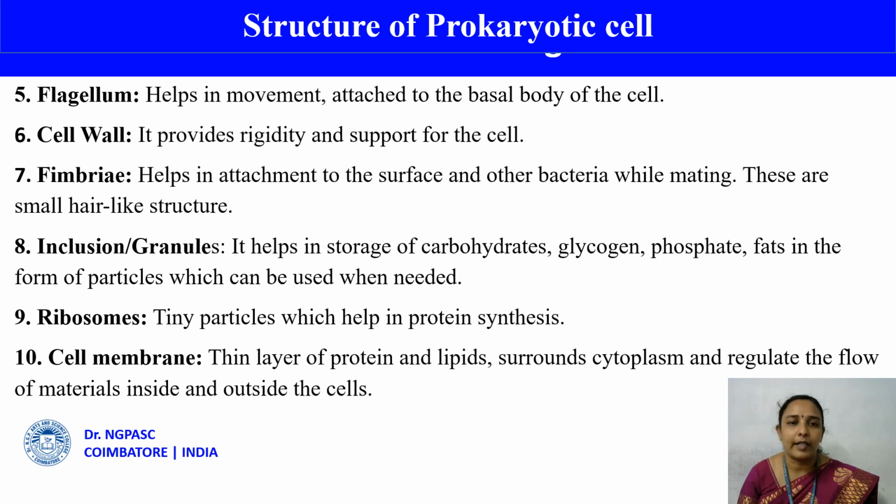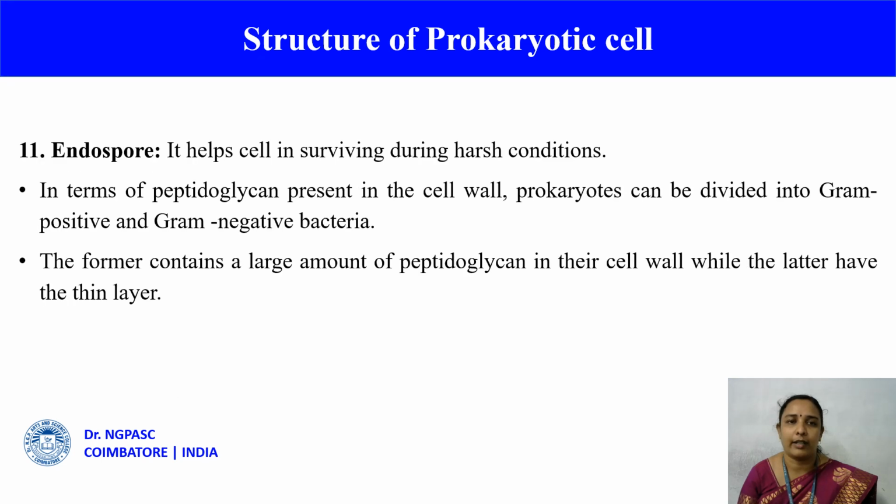Inclusion granules help in storage of carbohydrates, glycogen, phosphate, fats in the form of particles which can be used when needed. Ribosomes are tiny particles which help in protein synthesis. The cell membrane of prokaryotes is a thin layer of protein and lipids which surrounds the cytoplasm and regulates the flow of material inside and outside the cell.